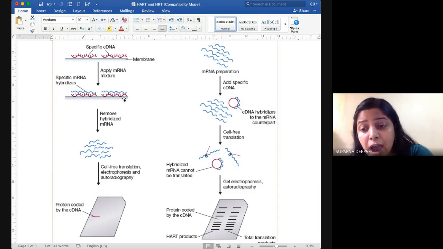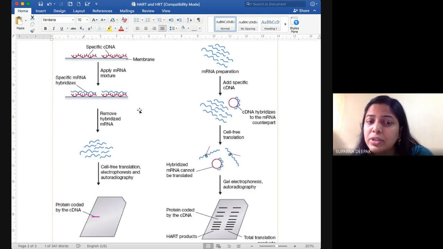After this hybridization has taken place, you will give a wash, so whatever unbound ones are there are removed. Once the unbound ones are removed, now you will unhybridize. So you remove this hybridized mRNA. Only those mRNAs which were bound to your cDNA are removed, and those mRNAs are added to your cell-free extract.